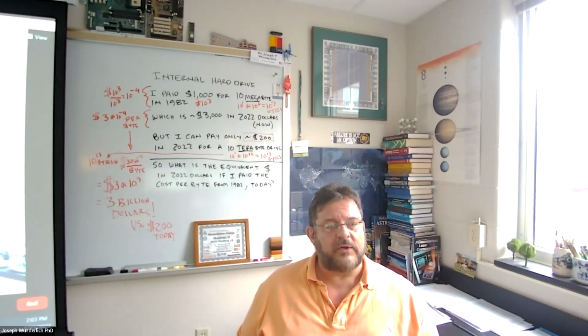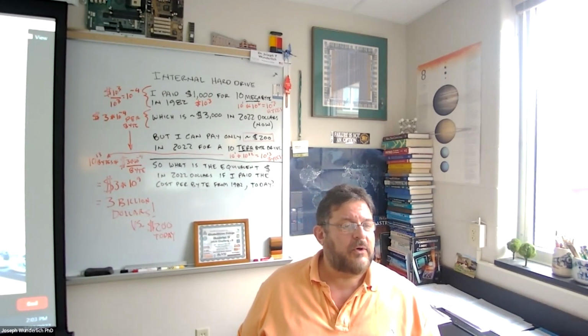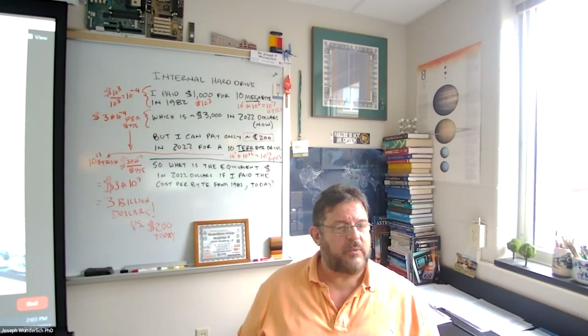And then today, I just looked up, for approximately $200 you can get a 10 terabyte internal hard drive. And so that's 10 to the 1 times 10 to the 12, or 10 to the 13 bytes. So bringing down the math from up here and the math from over here, 10 to the 13 times this amount of dollars per byte. So I ask the question here, what is the equivalent in 2022 dollars if I paid the cost per byte from back here? So this unit cost per byte, but in today's reality.